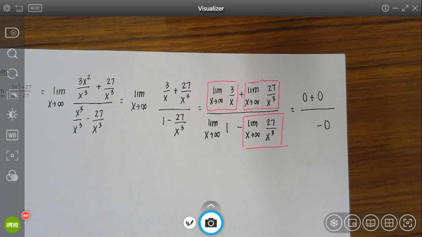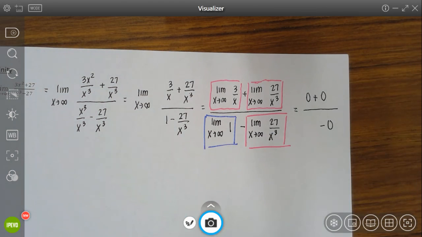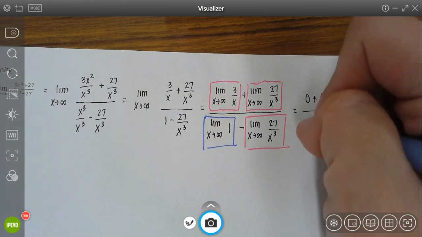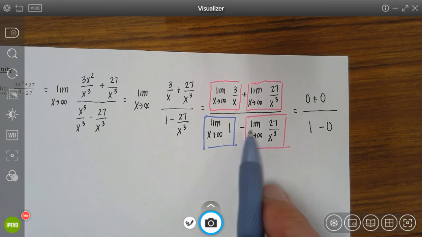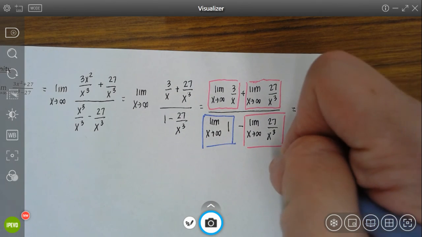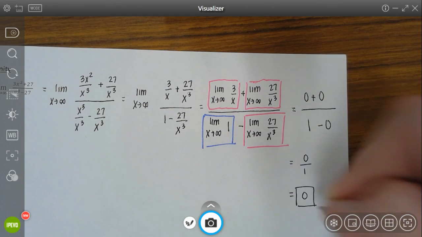But we said that there was another special rule that we talked about that said a limit as x approaches infinity of a constant is actually just the constant. So the limit as x approaches infinity of 1 is actually just going to be 1. If it was the limit as x approaches infinity of 3, that would be a 3. So it's whatever the constant is here. So if I simplify that, that gives me 0 over 1. So my limit here actually just becomes 0.